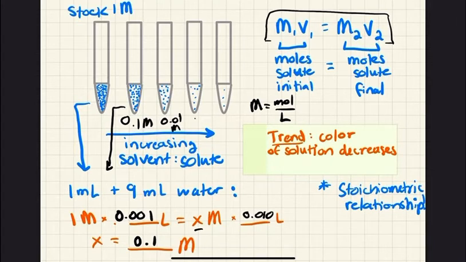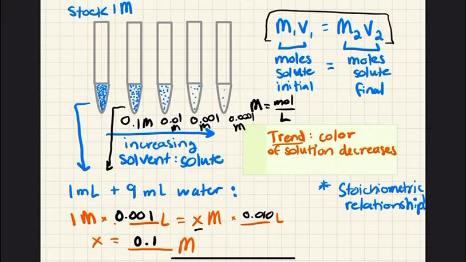We could do it again to get to this solution and get 0.001 molar and then 0.0001 molar for the final solution. This is called a serial dilution. You will not quite be doing this type of dilution, but this is a very common technique to go from a large concentration to a small concentration without wasting a ton of solvent.